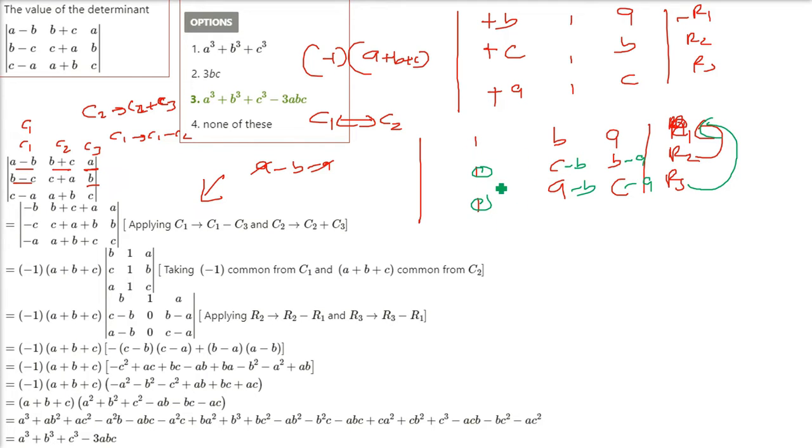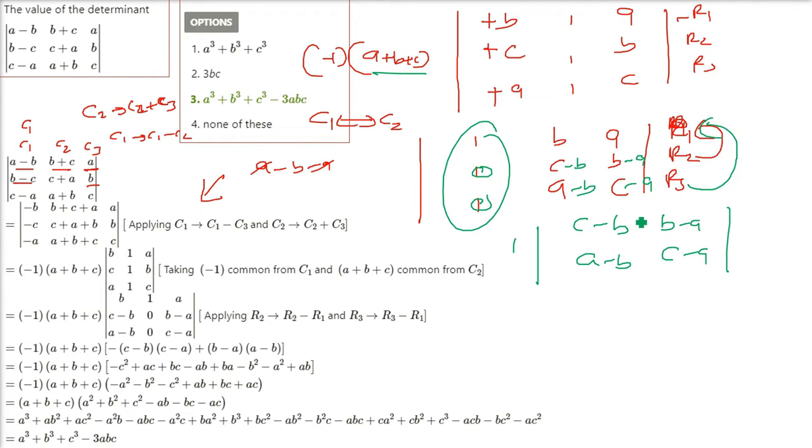So we'll open it using the first column. So first column will be 1, 0, 0. I am not writing, only 1, c minus b, c minus a here, a minus b, b minus a. So a plus b plus c is already outside. So we get c minus b into c minus a minus a minus b into b minus a. Now you have to do all the multiplication. So a plus b plus c is already there. You have to do proper multiplication and then you have to multiply a plus b plus c also.